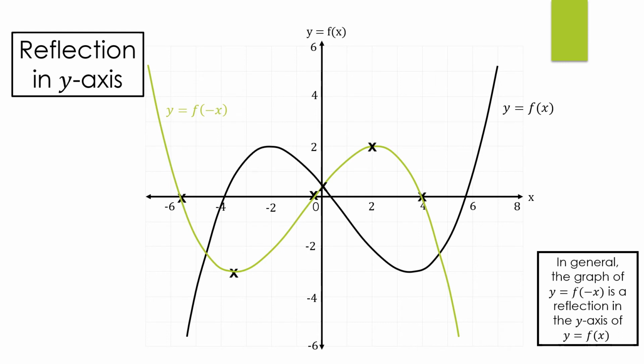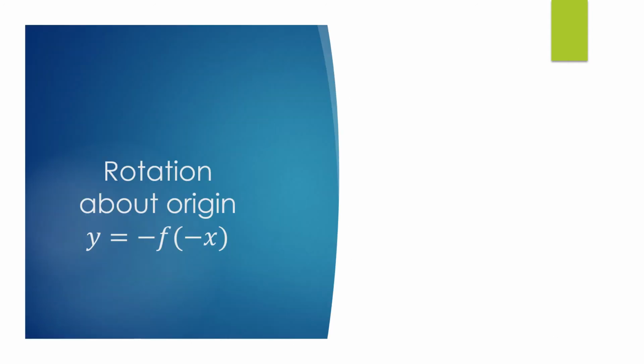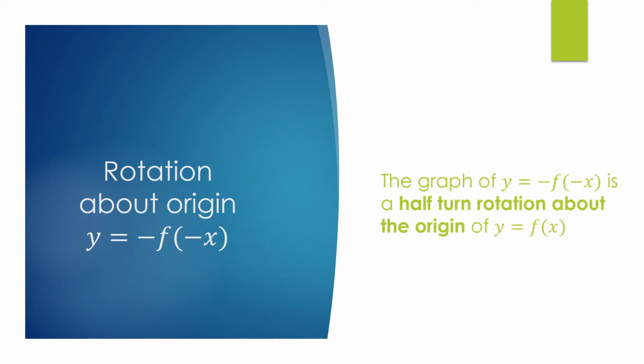So you can see that our y coordinates are all the same, but this time our x coordinates are the negative equivalent. So what about y = -f(-x)? Well, there are two ways we can approach this. We could apply our two combined transformations, and we could reflect in the y-axis and then reflect in the x-axis. But we can also think about this as a rotation about the origin. So our points are going to rotate in a half-turn rotation about the origin of y = f(x).